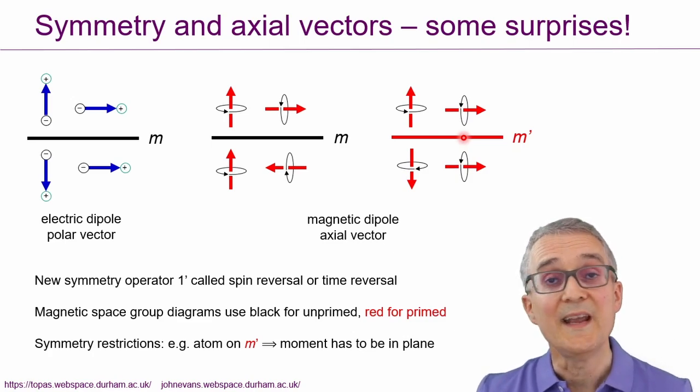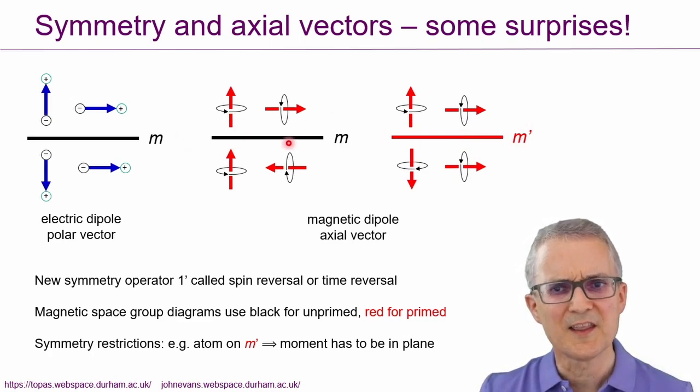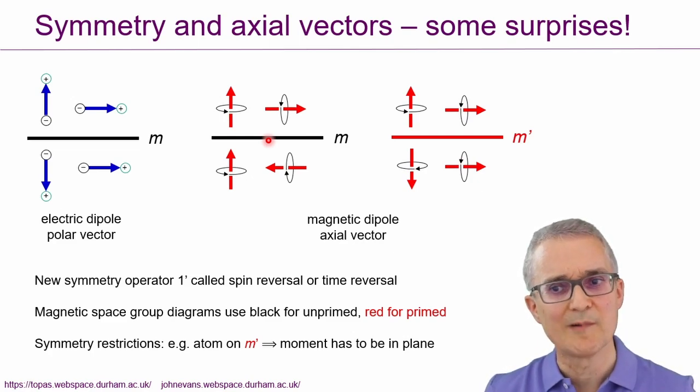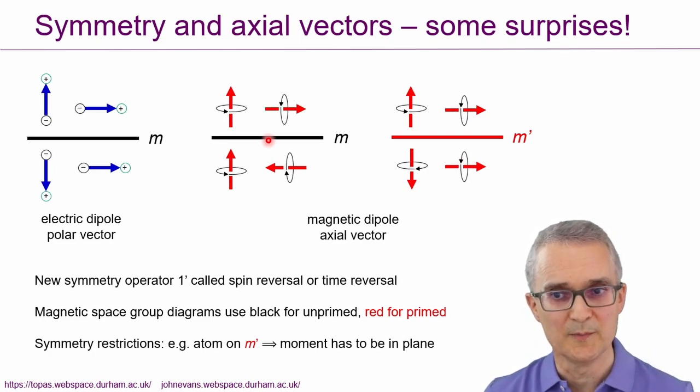So a moment in plane would be allowed on a red symmetry element. And if you think things through, the same kind of ideas hold for a black symmetry element, but they're actually reversed: you can have a perpendicular moment, you can't have a parallel moment.